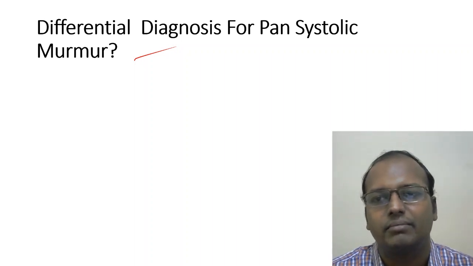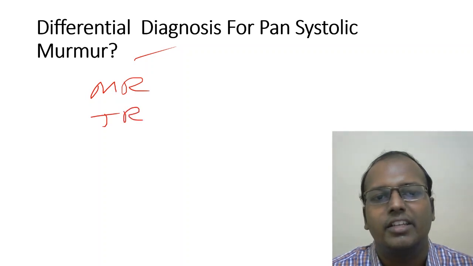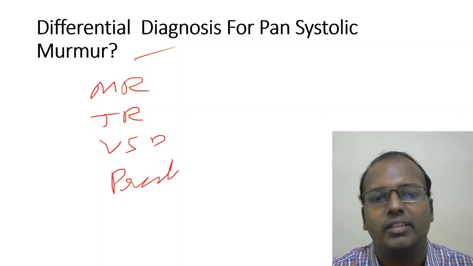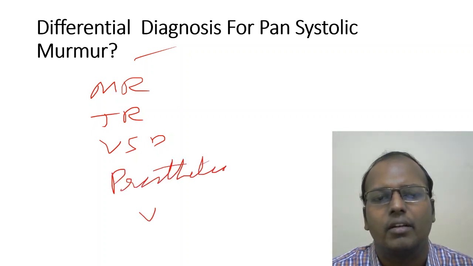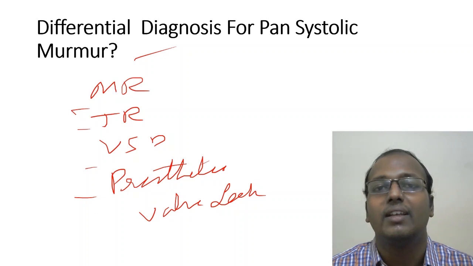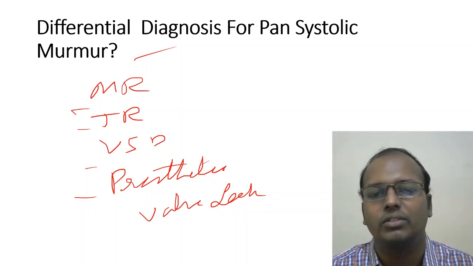Yes, tell me. Mitral regurgitation, tricuspid regurgitation, ventricular septal defect, and one more differential diagnosis is your prosthetic valve leak. Okay, so these are the causes of pan-systolic murmur. The murmur is heard throughout the systole. The gradient is maintained throughout the systole. That leads to pan-systolic murmur.